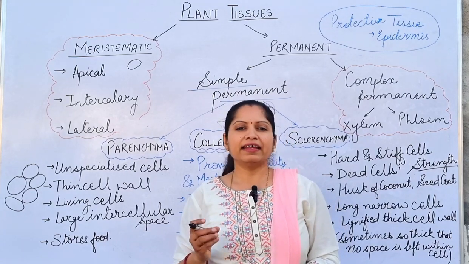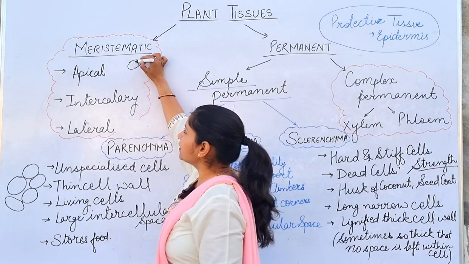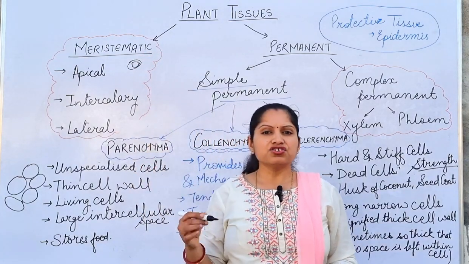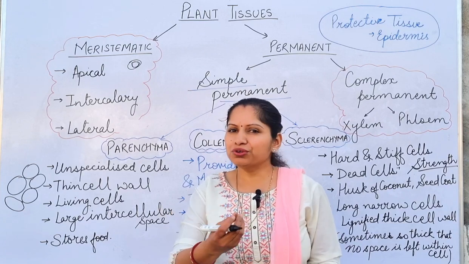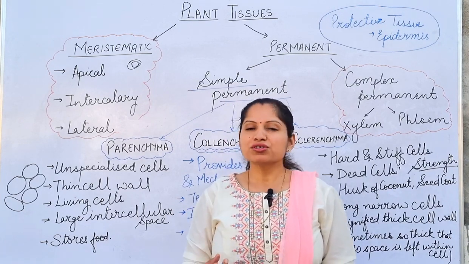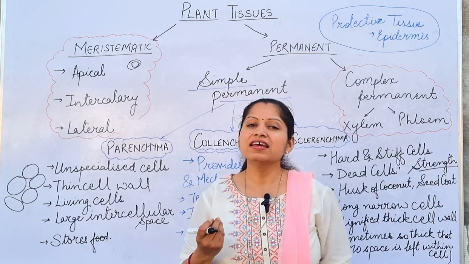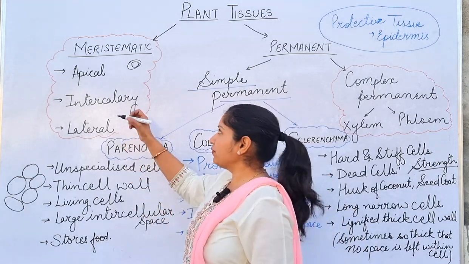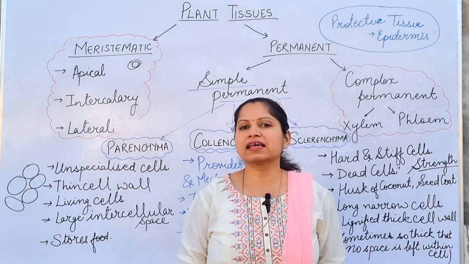Apart from that, they have a prominent nucleus, so they have a big nucleus. They are recently formed cells, just like newborn babies. Newborn babies have very thin skin; similarly, these cells also have a very thin cell wall that is made up of cellulose.